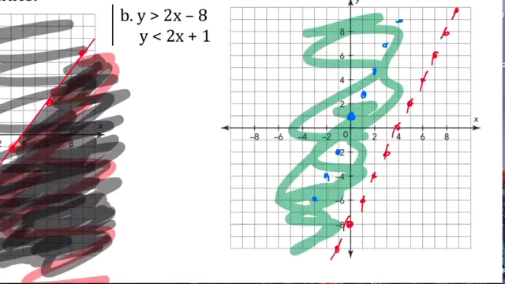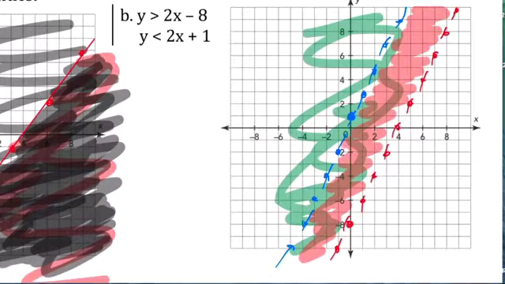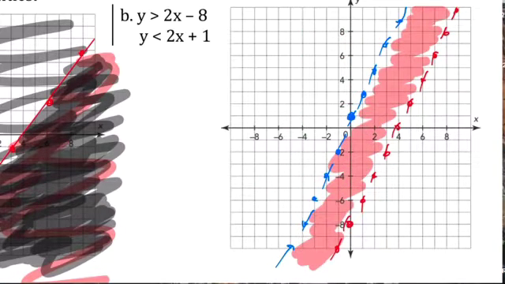Notice the green and blue lines are parallel. Dashed line because there's no equal sign. And this is less than. So the answer would be less than that, but stop by the other line. So here it is, it should look like that, dark and in between.